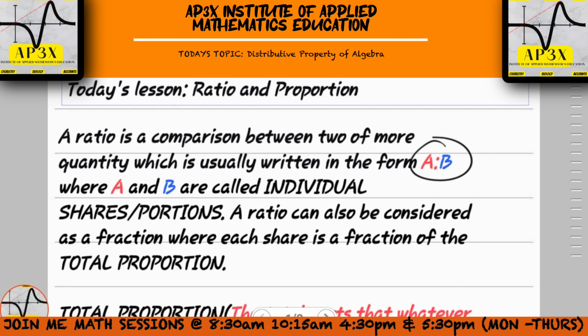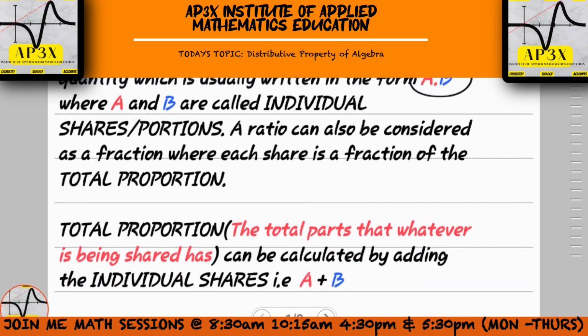Right? Now, what exactly is A and B? All right, so I've color coded it here. A and B are what we refer to as individual shares or individual portions. I kind of like using the word shares. So A and B are the shares, the individual amounts, not in terms of money, but in terms of the amount from the total proportion that each individual in the ratio receives.